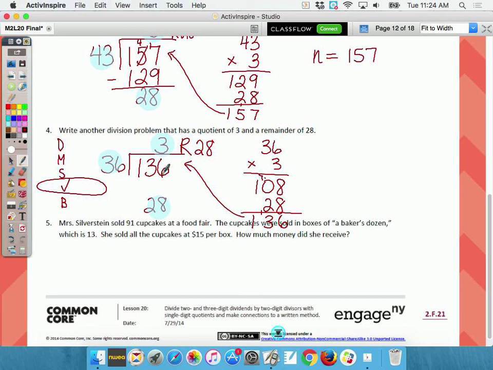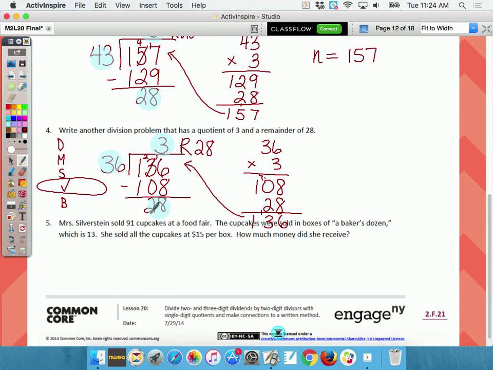Do the problem, right? So what is 3 times 36? 108. Go ahead and subtract. 6 minus 8? 8. You can't subtract. 16 minus 8? 8. 2 minus 0? 2. Did it work? Yes.